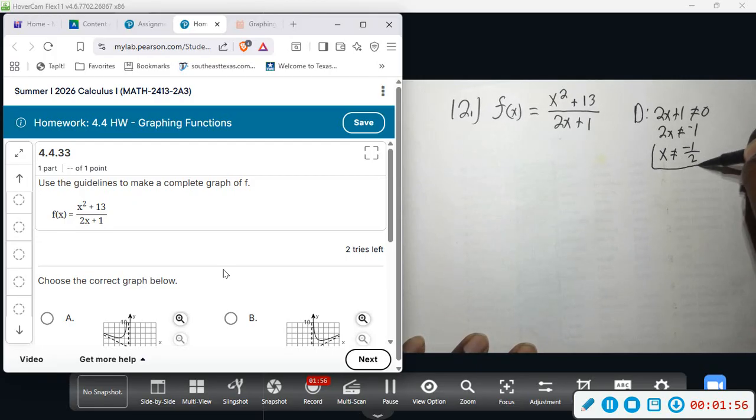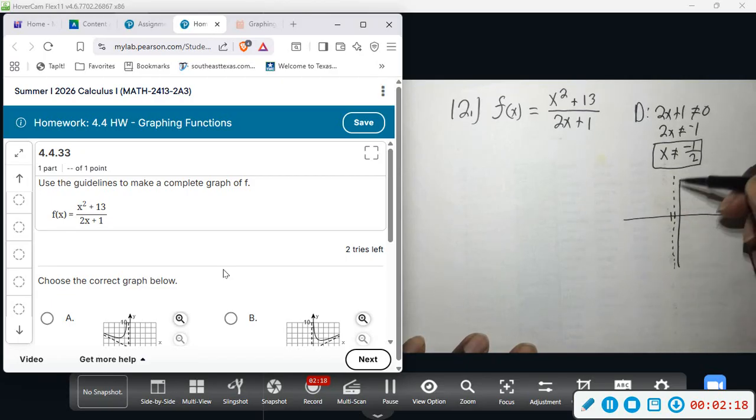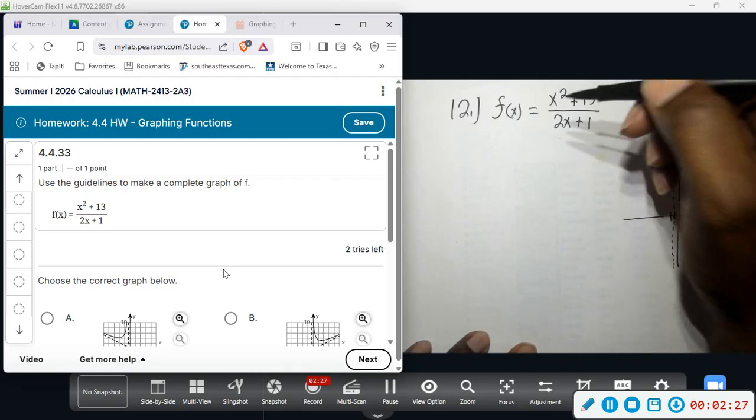This number is not in the domain, so our domain can be every number except for negative 1/2. This also tells us that when graphing this, we would have a vertical asymptote at negative 1/2. So let's just say this is negative 1. Negative 1/2 would be here, and we would have a dotted line. So we draw the dotted line, but if you were to graph it, you wouldn't see a line. It would just be an imaginary line. So domain, any number except for negative 1/2, and then we have a vertical asymptote there.